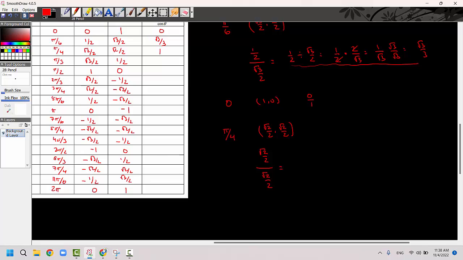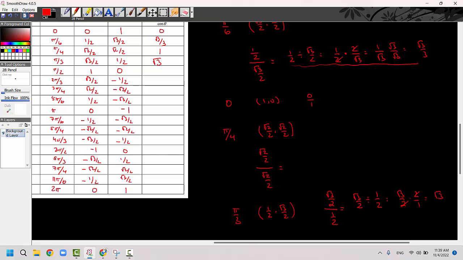So from here, now I'm going to go and do pi over 3. Well, what are the coordinates there? 1/2, rad 3 over 2. So if I did rad 3 over 2 divided by 1/2, I could see that as rad 3 over 2 divided by 1/2, which is rad 3 over 2 times 2 over 1. The 2's cancel. You're left with rad 3.